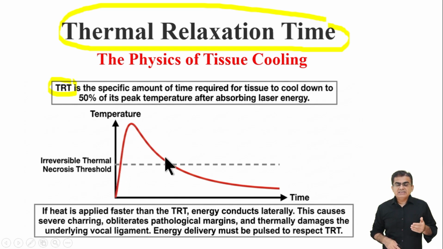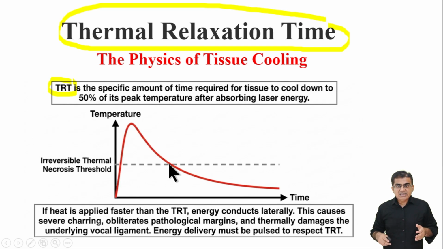When the laser beam hits the tissue, the heat spikes instantly. But it takes a much longer time for the tissue to safely cool back down. Notice the dotted lines showing the irreversible thermal necrosis threshold. If you apply laser heat faster than the tissue can cool down, you cross this dangerous line. The intense heat will rapidly conduct laterally into the healthy side tissues.